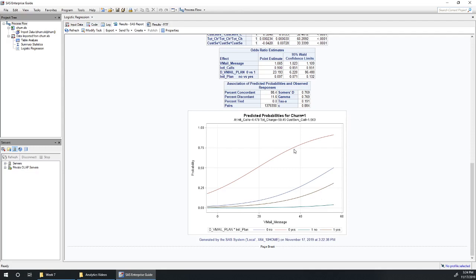And so generally what we're seeing is that as the number of voicemail messages increases, we're more likely to churn, but that effect is maybe slightly different at the various levels of these categorical variables. Now, the unfortunate thing, and this has always been frustrating for me with Enterprise Guide, is it only gives you one of these plots. It only gives you the voicemail messages plot.